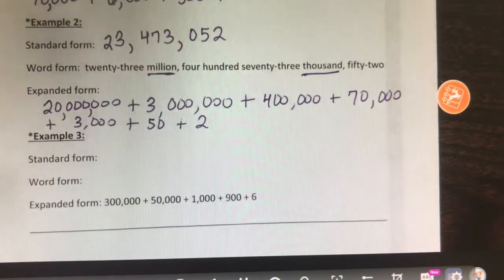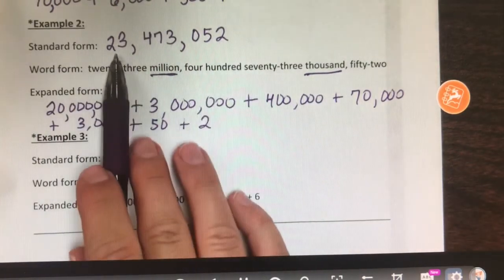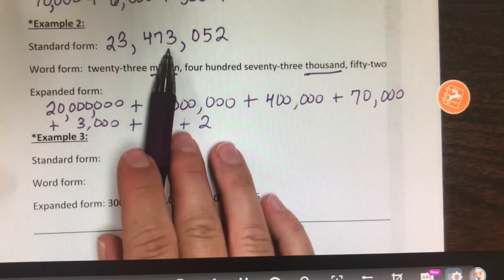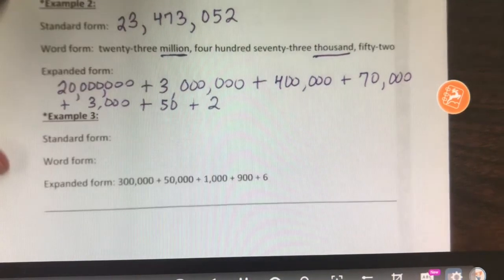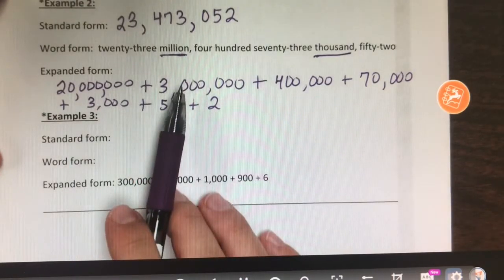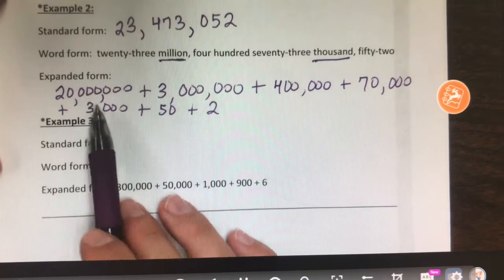So we have to be careful and make sure we write a 0 in the hundred spot and then the 52. So 23,473,052. Okay, and then I was carrying on, realizing the video wasn't going, so I moved to expanded form. So I'll let you catch up quickly and do that.